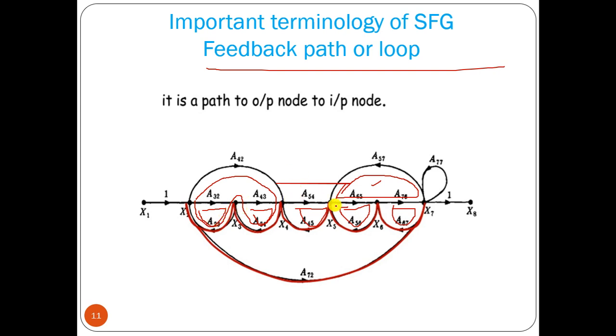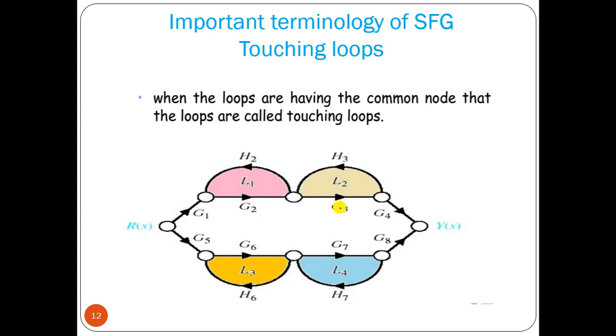So we have to identify all the combinations of forward paths and loops and their gains, forward path gain and loop gain. Now let us discuss about the point that is called touching loop.